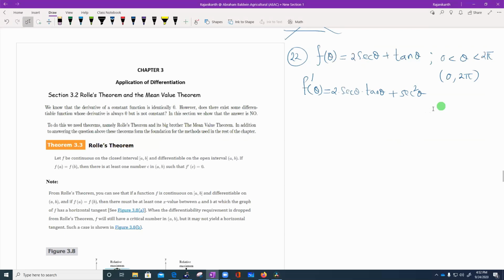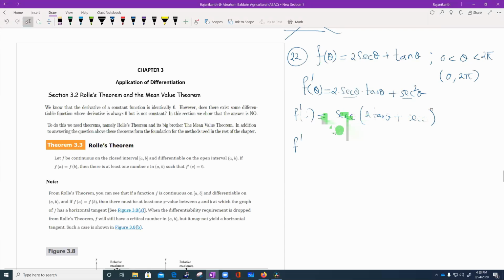Again, you need to find out two things. But before that, this is the catch: you are going to use your trig knowledge to simplify this. What I'm going to do is factor this. Remember, I have secant theta here and there, so I'm pulling secant theta out. The remaining is 2 times tangent theta plus, here I have a square, one secant is already taken out, so you will have one more secant theta inside. This is my f prime theta.